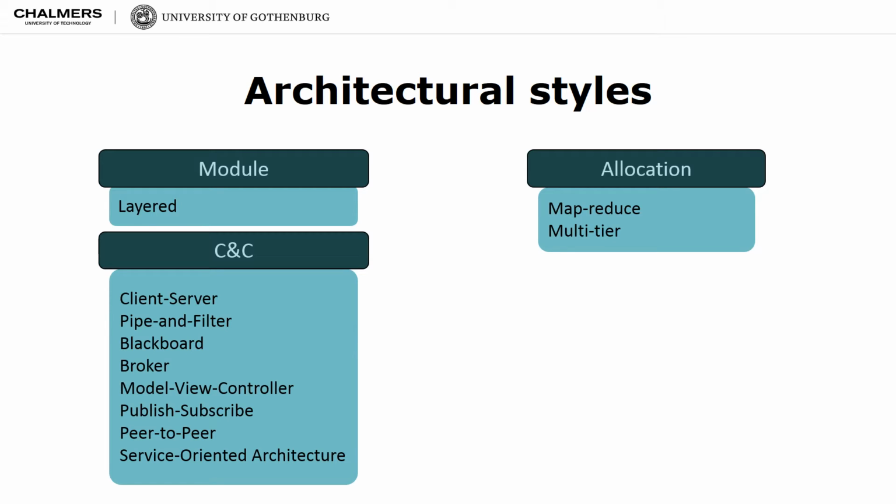Styles can be categorized by the domain type of elements that they show. Module styles showing static structures. Component and connector styles showing runtime entities. And allocation styles showing a combination of software elements such as modules, components and connectors, and non-software elements. We will begin with an example module style, the layered style.